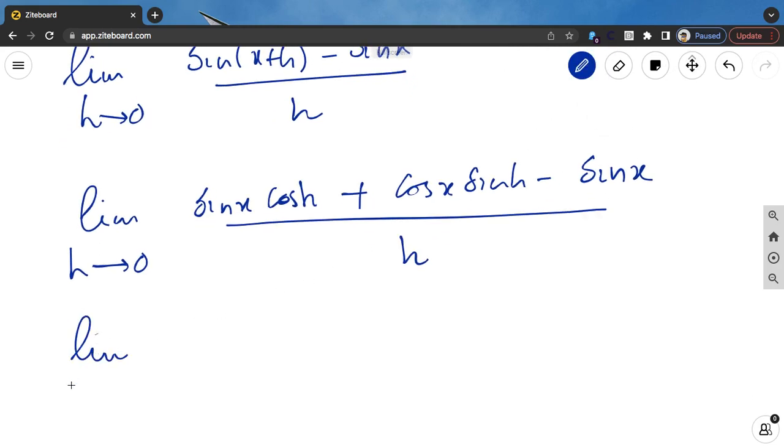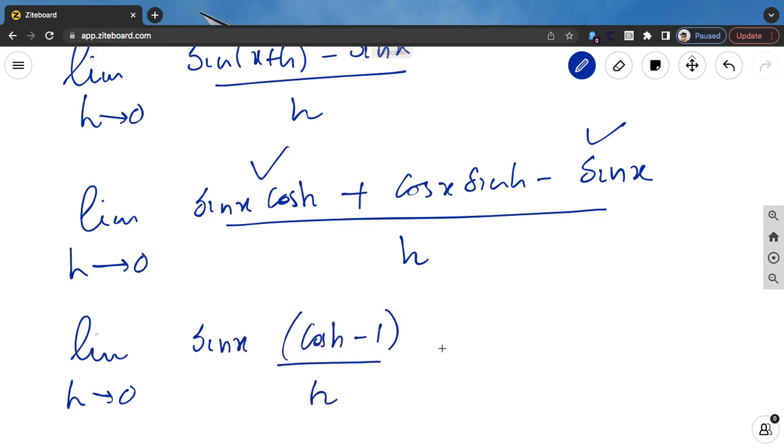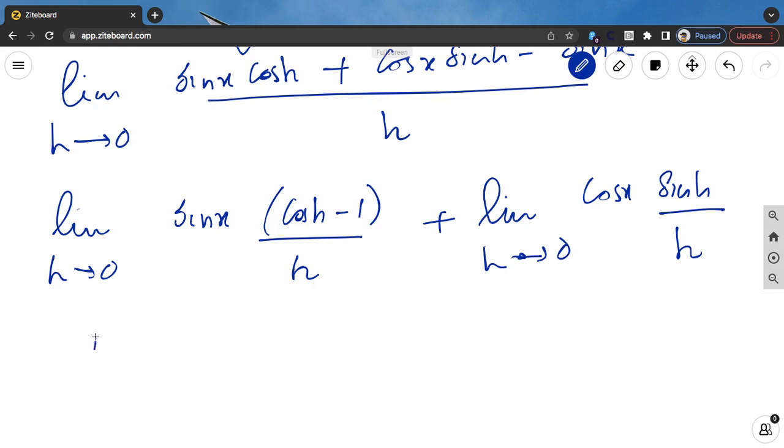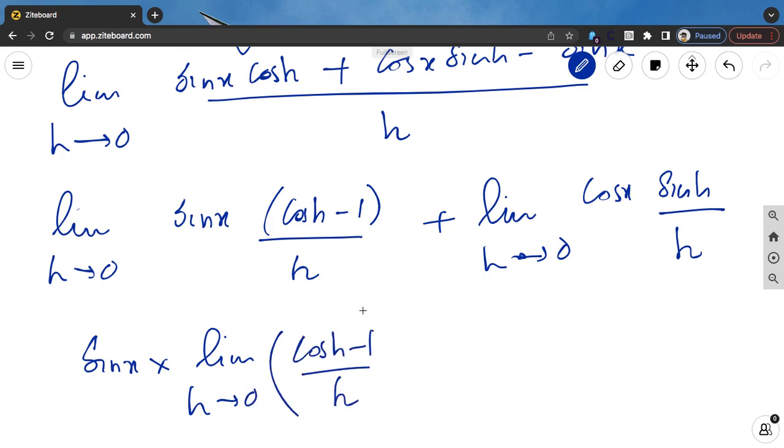So limit as h tends to 0, I'm combining these two terms, taking sine x outside, and I'm getting sine x into limit as h tends to 0, (cos of h minus 1) upon h, plus limit as h tends to 0, cos of x into sine of h upon h. We have seen this in limits. Cos of h minus 1 upon h, in the limiting condition of h. If you want, you can verify the same way in tables.